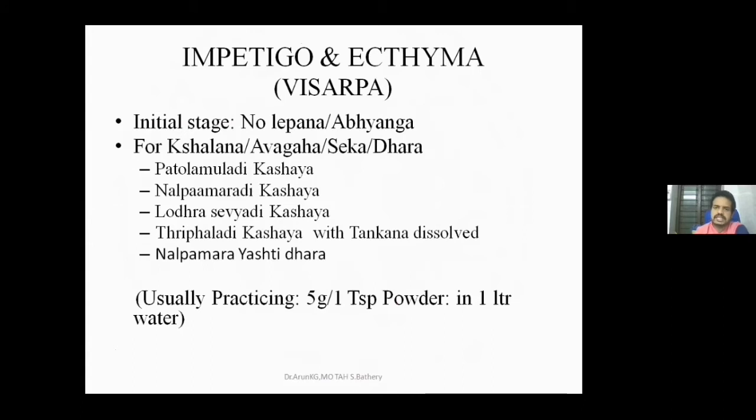In the initial stage, since the pitta aggravation is much more, don't go for any lepa or abhyanga. We can consider Avagaha, Seka, Dhara, etc. Patolamuladi, Nimbamrutadi, Lodhra Seva, the Kashaya, Triphala Kashaya with the Tankana disorder. Triphala Kashaya with Tankana is the, I mean, short, especially in Bullous Impetigo.